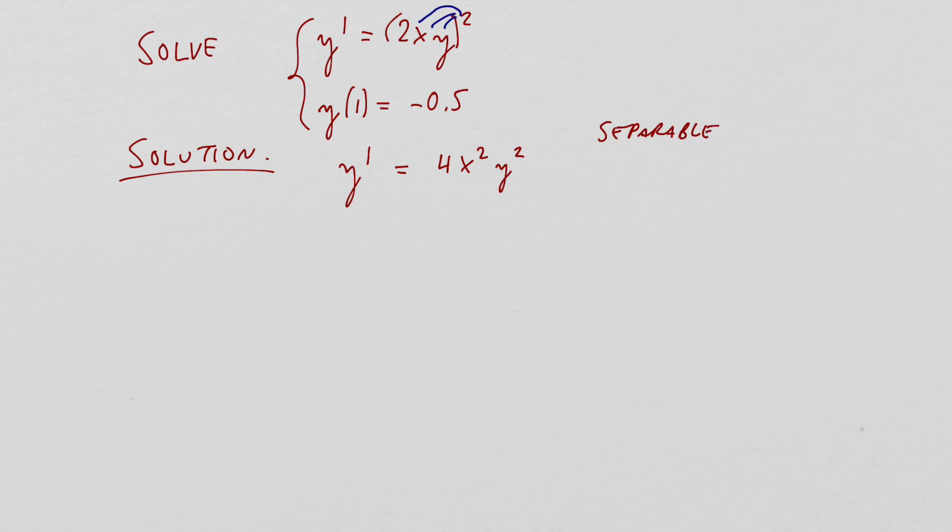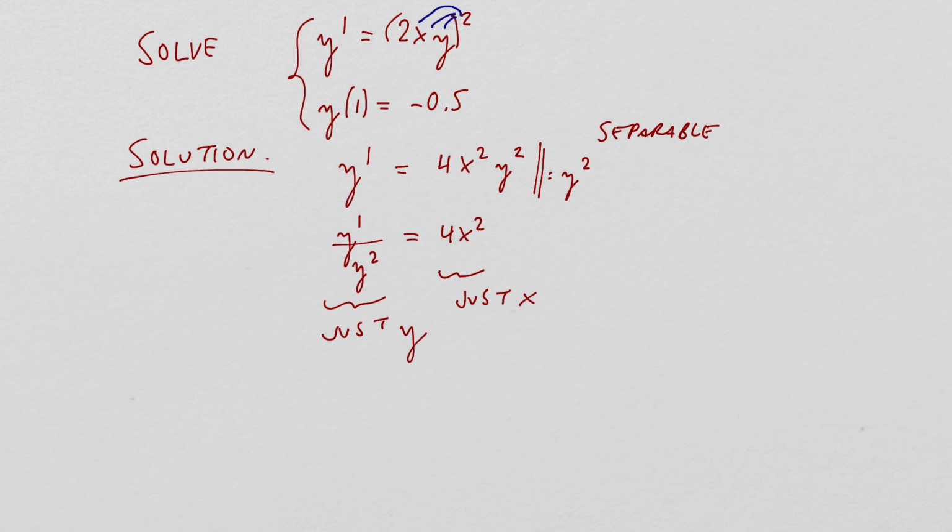It means that if we divide by y squared, we will get that y prime over y squared is 4x squared. Now on the left we have just y, and on the right we have just x. So we can integrate on both sides. Well, on the left we need to integrate something like 1 over y squared.